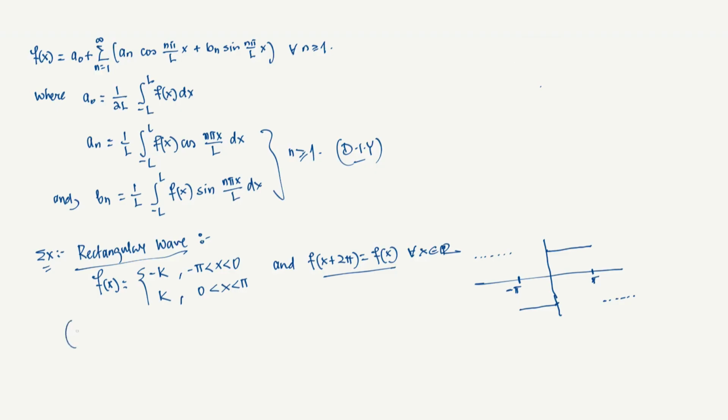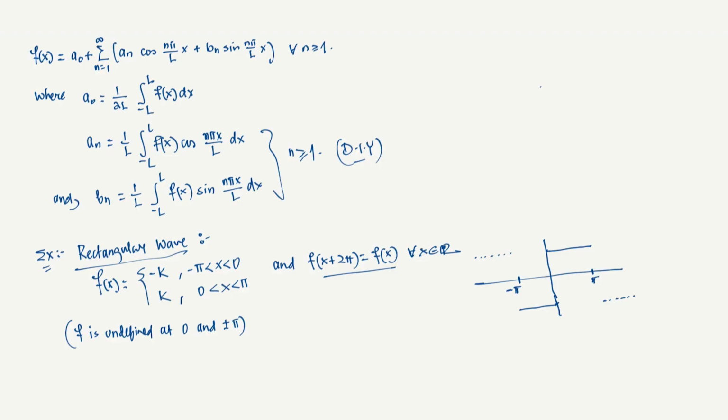So let me put it this way. f is undefined at 0 and plus minus pi. Yes, you do realize what's happening, because to find the Fourier coefficients, the value of the function at a finite number of points does not matter because of the integral. Okay. So let's do this.